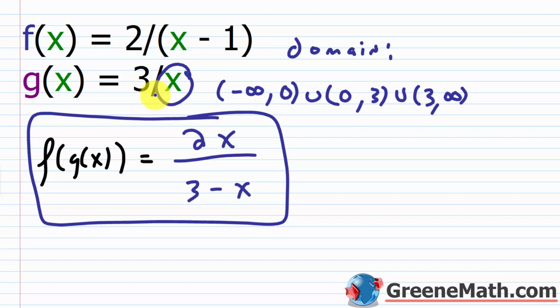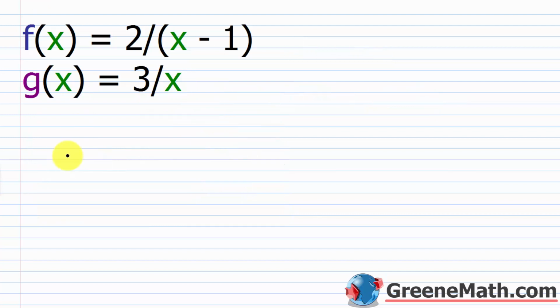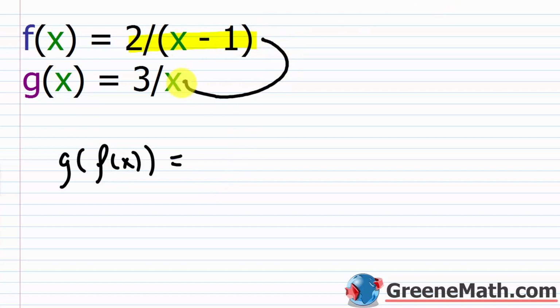Now, let's look at g of f of x. So let's look at g of f of x now. Okay, so again, all I'm going to do is I'm going to take f of x, which is 2 over x minus 1, this guy right here, and I'm just going to plug it in for that guy right there.